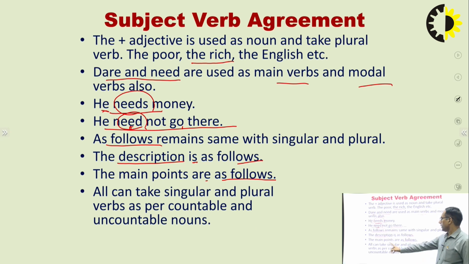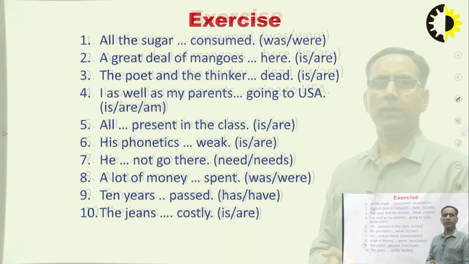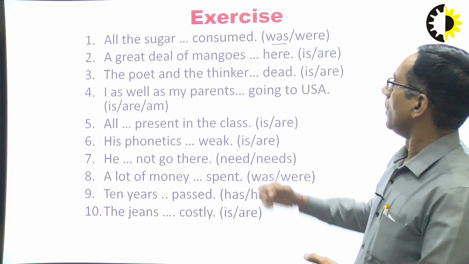"All" can take singular and plural verbs as per countable and uncountable noun. We have just discussed countable and uncountable. If you are using all in the sense of countable, it is plural, like "all are present", "all were absent", right? But whenever you are using it as uncountable, "all is well", meaning everything is well. So we can use singular and plural, both the verbs with all, according to sense. Now we have given some sentences like an exercise. "All the sugar consumed." Sugar is uncountable, so whenever uncountable, was, right? "All the sugar was consumed."